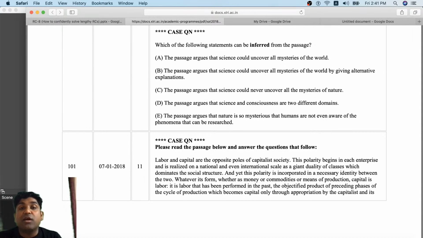D. The passage argues that science and consciousness are two different domains. This is what the science argues, that physical sciences and consciousness are two different domains. Galileo said that he stripped physical sciences off from consciousness. They are two different, it's in the soul of the person. Probably they cannot explain each other. E. The passage argues that nature is so mysterious that humans are not even aware of the phenomenon that can be researched. This is big.